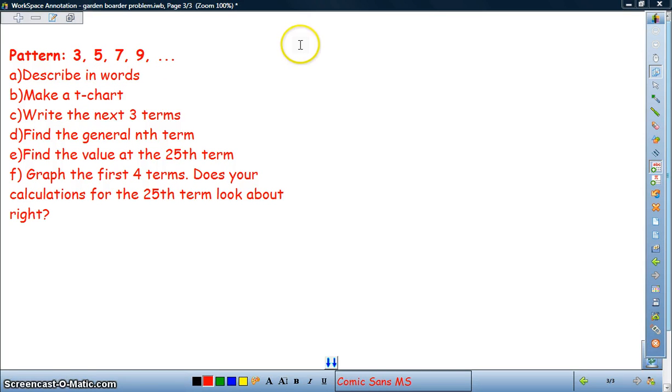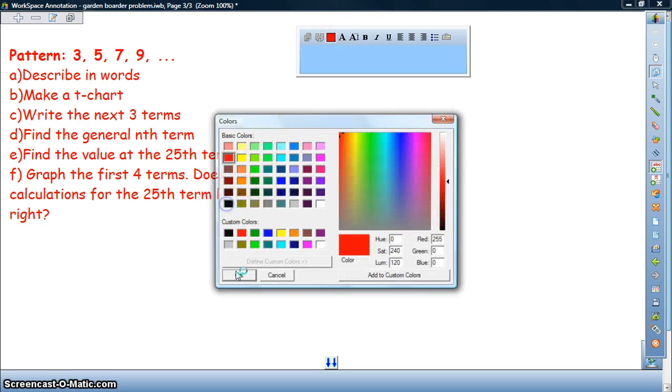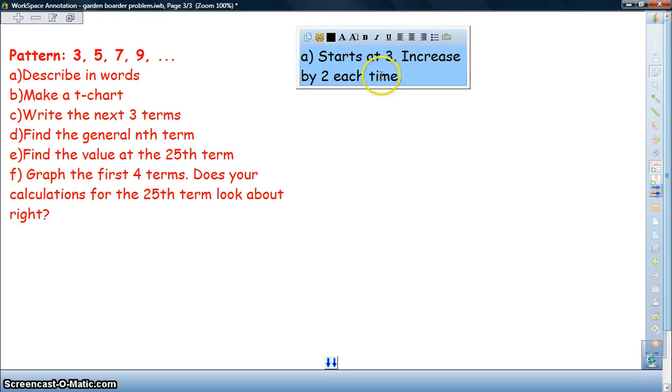This one in particular, we notice that we can say odd numbers, but we want to get more specific. So we're going to say that it starts at 3 and increases by 2 each time. So it's very specific with one sentence saying where it starts and what's happening from here afterwards every single time. We can't just say increases by 2. The each time is important because it's saying every term is being increased by 2.